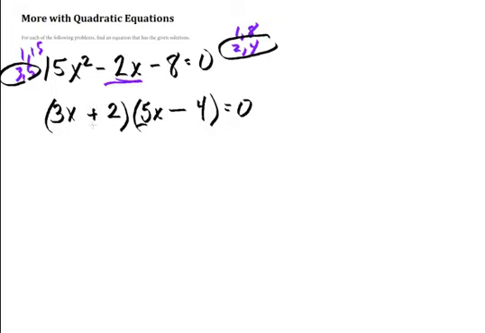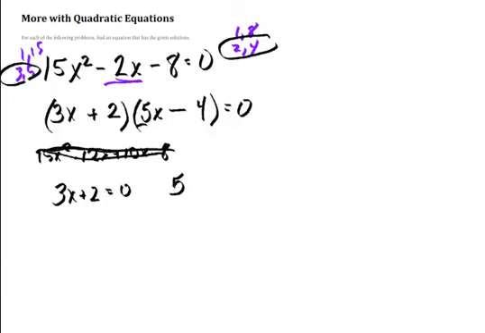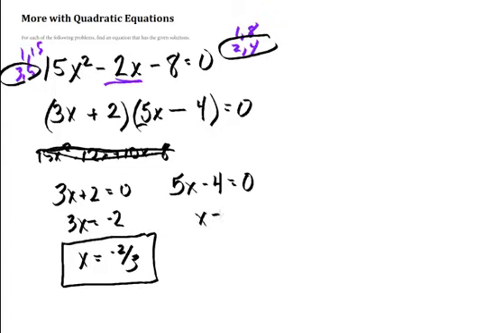Let me make sure it's right. See, that's 15x squared minus 12x plus 10x minus 8. Oh yeah, that one works. So that's good. It all worked out nicely. So what are the answers here? This is 3x plus 2 equals 0 and 5x minus 4 equals 0. So 3x equals negative 2, or x equals negative 2/3. So that's an answer. X equals, oops, move the 4 up, 5x equals 4, so x equals 4/5.